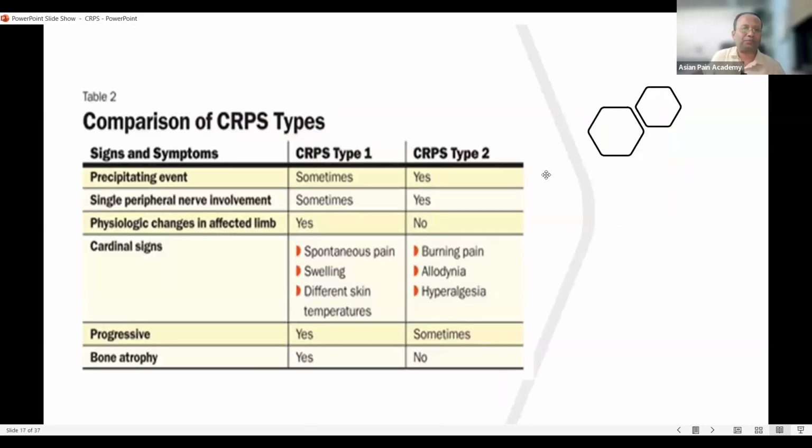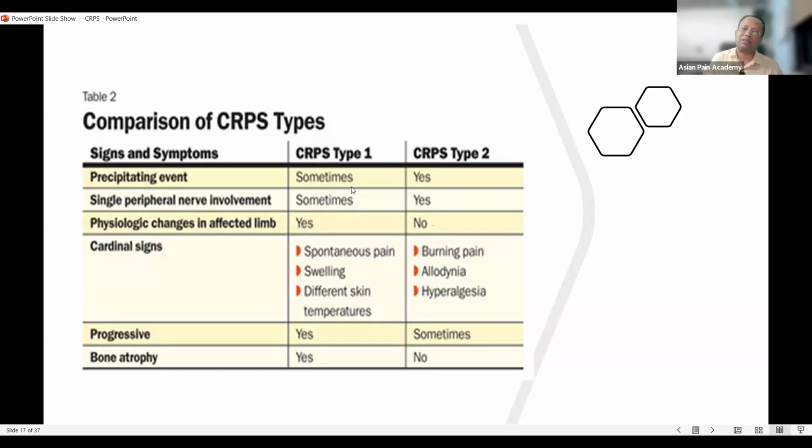Comparison of CRPS. There are two types of CRPS, 1 and 2. It is actually not important to divide into CRPS 1 and 2. Remember, 1 means without any known nerve injury, and 2 means with known nerve injury, meaning a precipitating event or single peripheral nerve involvement. In CRPS 2 it is very clear, like someone has a wrist fracture or some other shoulder fracture. That patient has developed CRPS, you know that the nerve got affected.